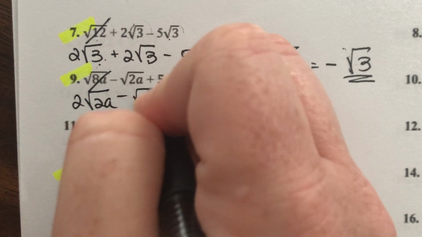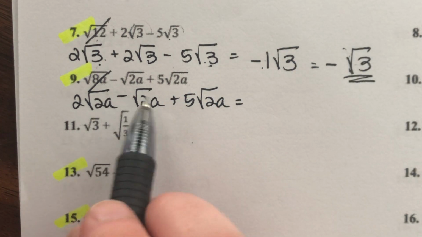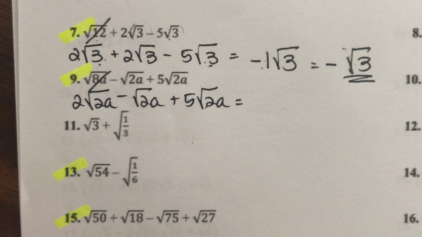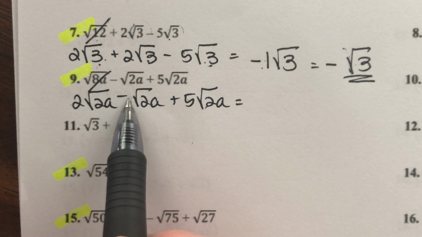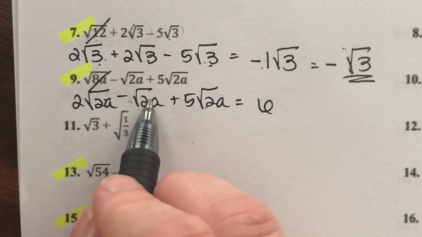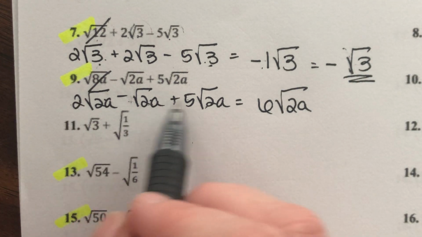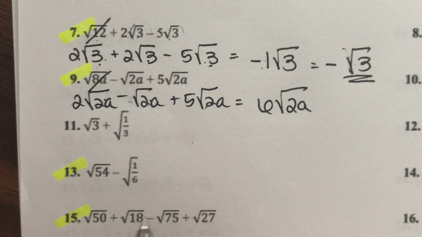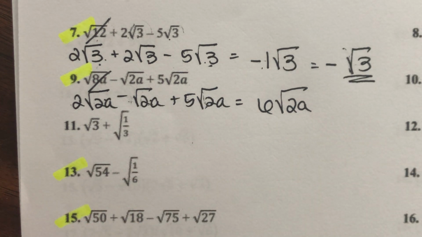And then I still have minus square root of 2a plus 5 square root of 2a. So now they've all got the same thing under the radical, so now I don't care about it anymore. I know they all match, so now I'm just looking at the leading coefficients. 2 minus 1, because when there's not a number, it's a 1, is 1, and 1 plus 5 is 6. So I'm going to have 6, and then I have to put down my square root of 2a. Because remember, if it was 2x minus x plus 5x, it would be 6x. So it's kind of the same thing here. We just use our radical as sort of like our variable. It tells us what our like terms are.